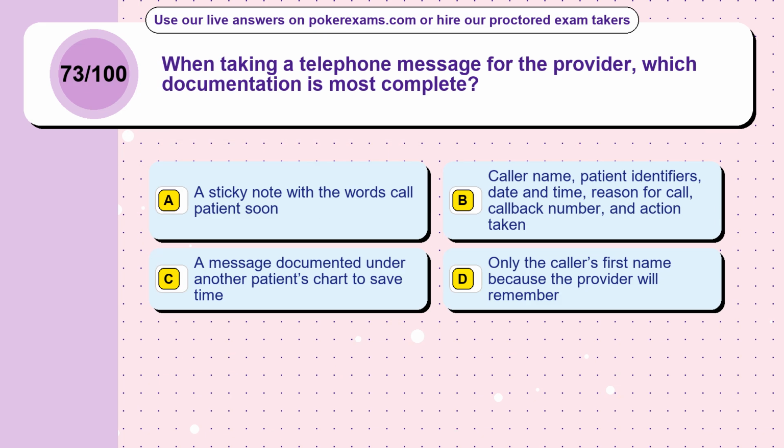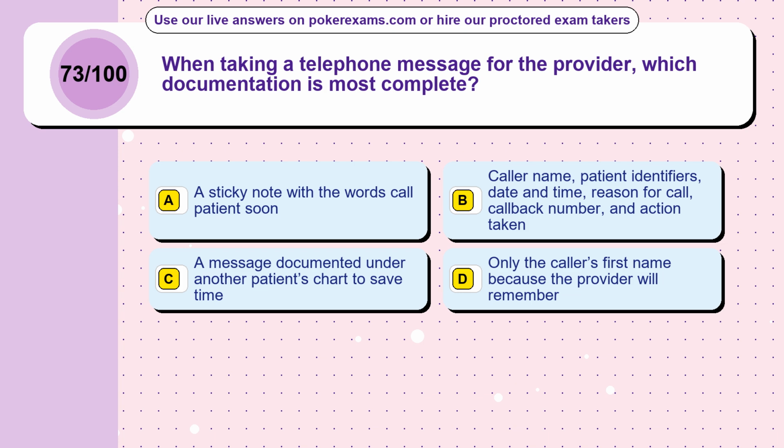Question 73. When taking a telephone message for the provider, which documentation is most complete? Option A. A sticky note with the words "Call patient soon." Option B. Caller name, patient identifiers, date and time, reason for call, callback number, and action taken.